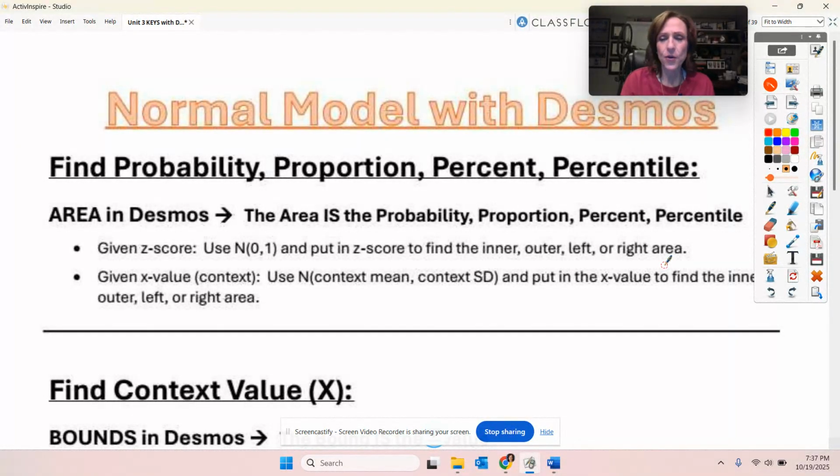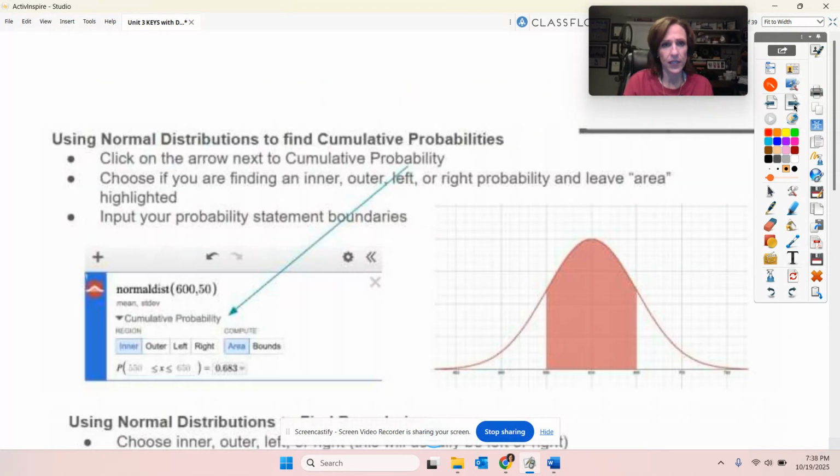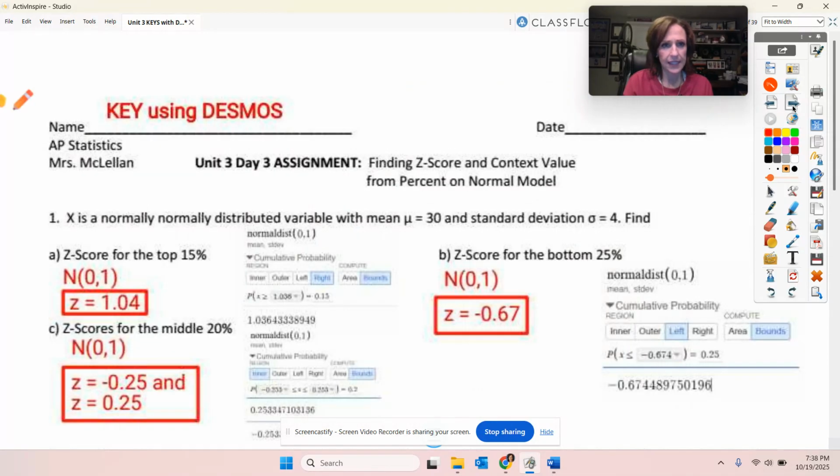All right, let's go over your Unit 3, Day 3 assignment. And so I had made this new sheet with Desmos of kind of the things to remember as you go through and do that. So I sent that to you, and I may refer back to this as we go over the homework. So let's see here. Here we go. Here was your assignment.